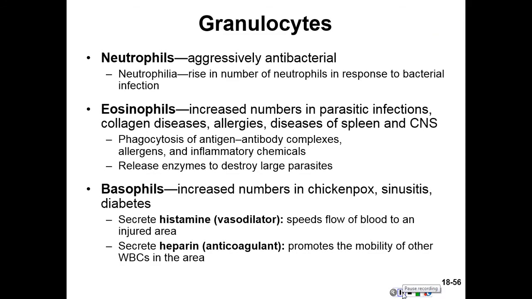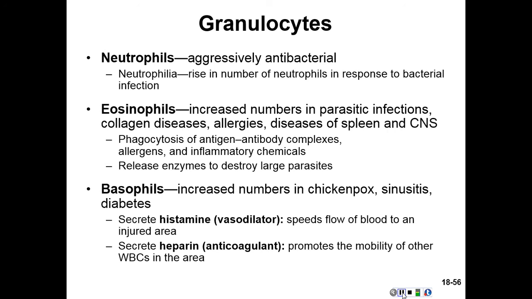Okay, so neutrophils are aggressively antibacterial. So an increase in their numbers tells us we have an acute bacterial infection. Eosinophils are for allergic types of reactions, parasitic worm infections, and things that interfere with the central nervous system. So they release enzymes to destroy large parasites like worms or cysts that we may get in undercooked pork or chicken.